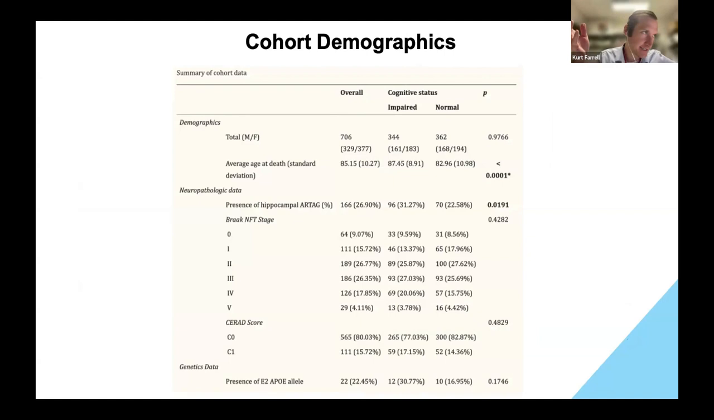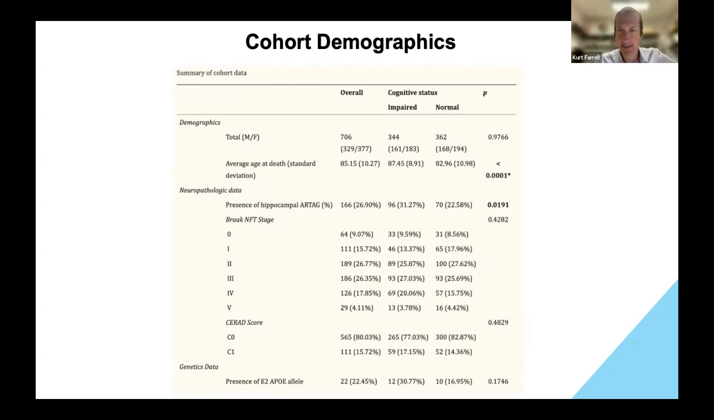So the cohort is 706 individuals, 344 of them were cognitively impaired, 362 were not cognitively impaired. You can see the ages of death were pretty similar between these two groups. They followed a range of BRAAK stage, some of them having, I know it's kind of confusing with the BRAAK stage of zero, some of them still have some sort of tangle or thread pathology, as well up to BRAAK 5. And for this particular data set, we also included people with no neuritic plaques, as you can see by the CERAD score, or mild neuritic plaques.